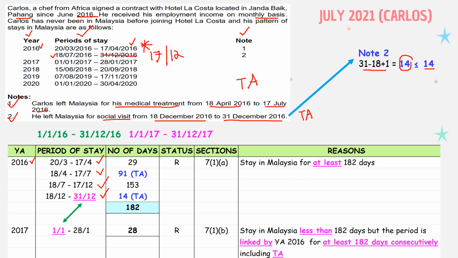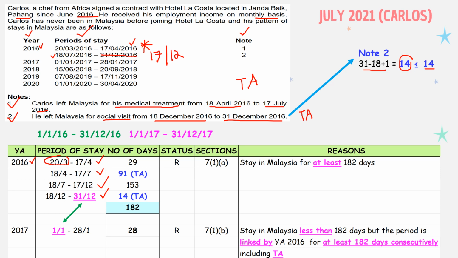2016. Okay, let's compute, everyone. Okay, the first row here. This one starts from 20th March, isn't it? Therefore, how do we compute? 31 March minus 20. Don't forget to plus 1. And then April until 17, right? So you guys plus 17. So you should get 29 days.